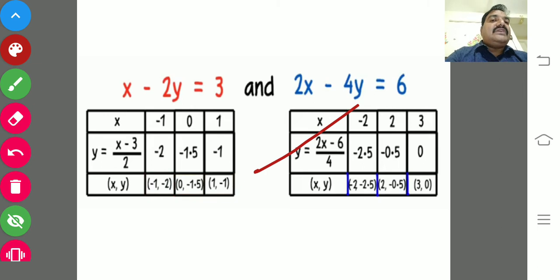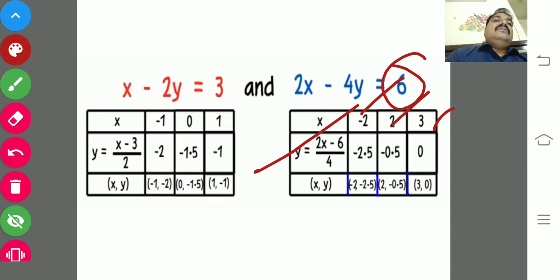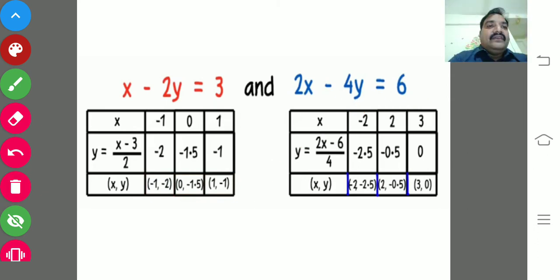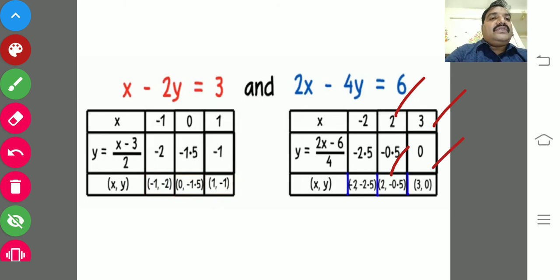You just observe, in every problem I have taken 0, minus 1 and positive 1. But here I have taken minus 2, 2 and 3, because 6 is a multiple of 2 and 3, and it is very near to 2 and 4. That's why I have taken those. If you substitute 2 in that, you will get minus 0.5. If you take 3, you will get 0. And if you substitute x equals minus 2, you will get minus 2.5.